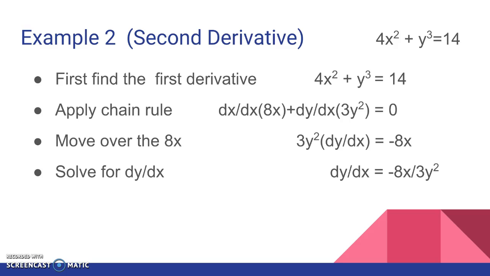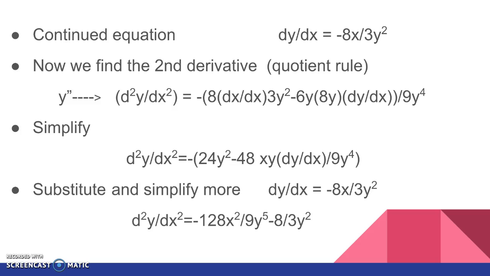Now you have the first derivative, we're going to move on to the second derivative. So, continuing on the equation, dy over dx equals negative 8x over 3y squared. Now we find the second derivative using the quotient rule. Don't forget to use quotient rule. So, now we would basically use the formula for the quotient rule, and you find the derivative of the top multiplied by the bottom minus the derivative of the bottom multiplied by the top over the bottom squared.